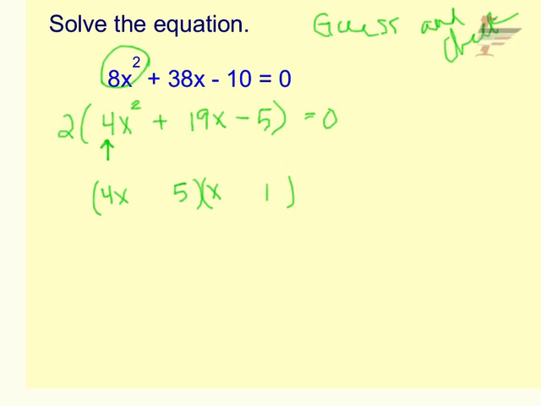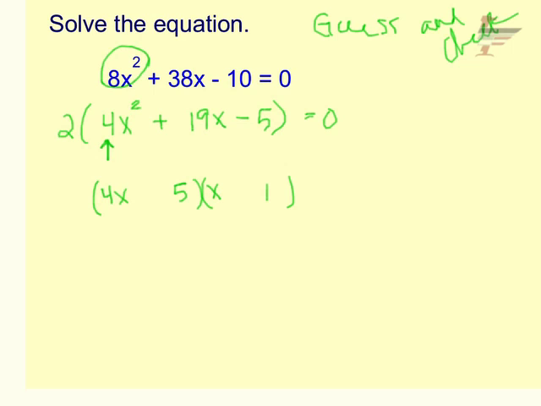If I check my outside and my inside terms, 4x times 1 is a 4x, and 5 times x is a 5x. And if one of those is negative, do I ever end up with that positive 19x? So this did not work. I guessed once, it didn't work out. Now I have to try again.